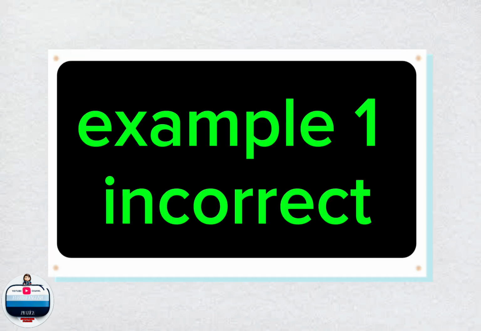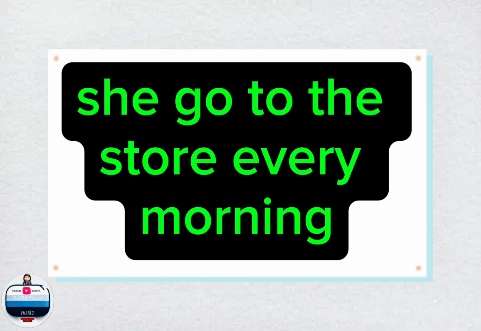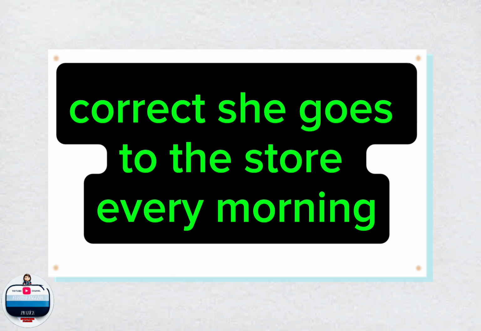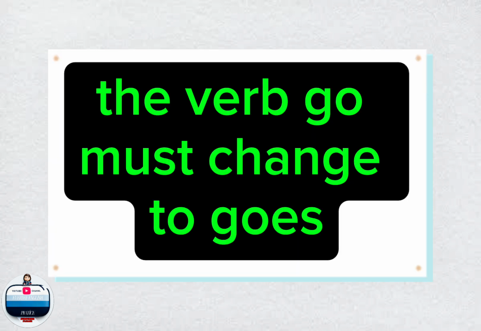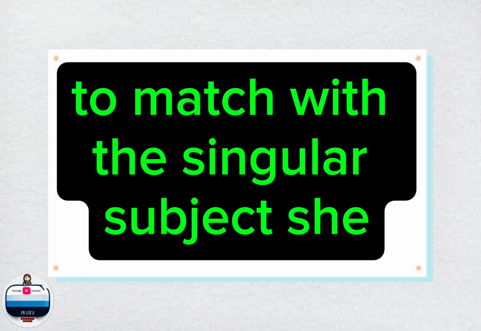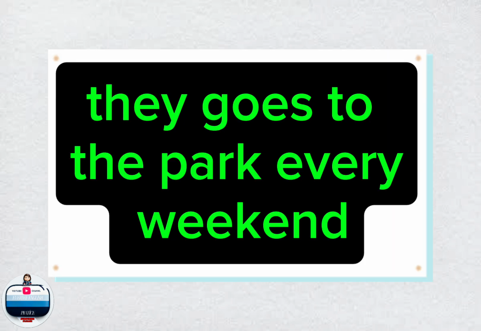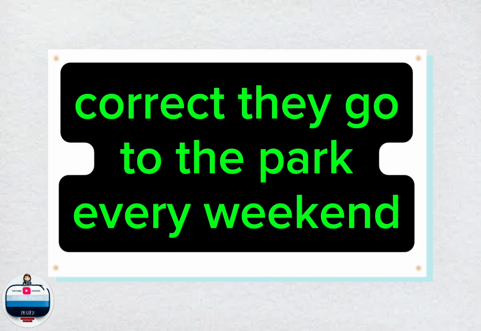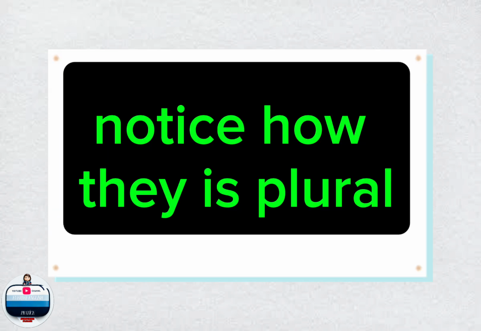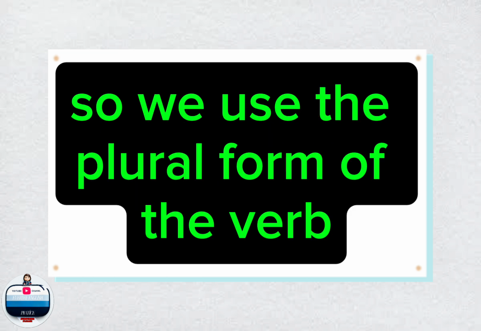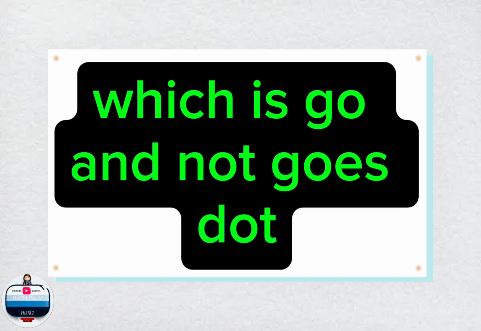Example 1. Incorrect: She go to the store every morning. Correct: She goes to the store every morning. The verb, go, must change to goes to match with the singular subject, she. Example 2. Incorrect: They goes to the park every weekend. Correct: They go to the park every weekend. Notice how they is plural, so we use the plural form of the verb, which is go, and not goes.